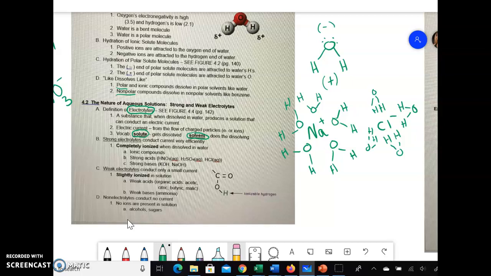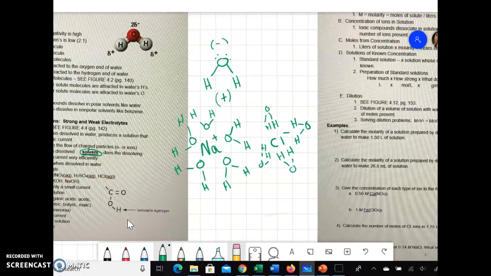And then non-electrolytes are not going to produce ions. So these are things that either don't dissolve, or if they do dissolve, it would be things like sugar, which will dissolve into tiny pieces, but the pieces are not charged. You don't get ions from it, you get covalent compounds or those molecules, and so we call those non-electrolytes.